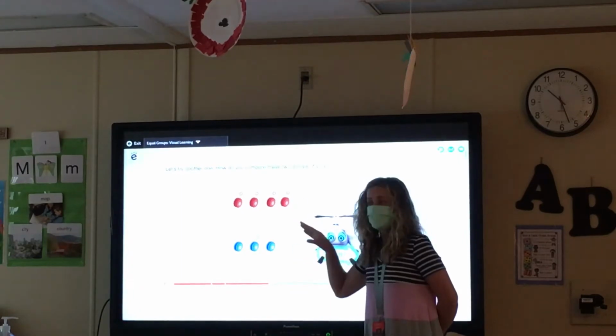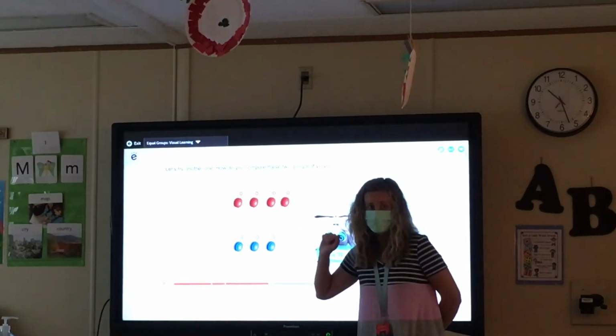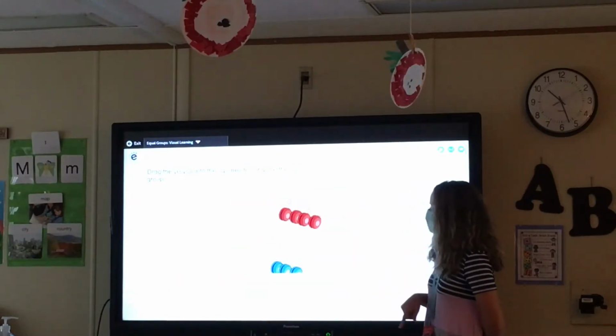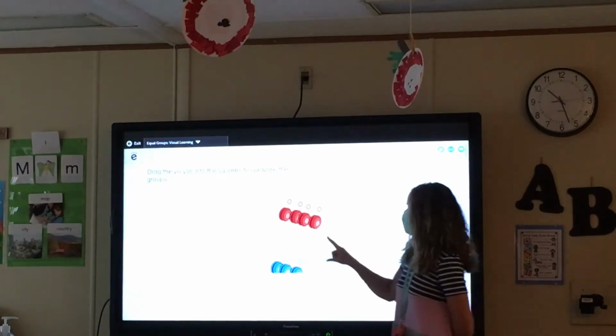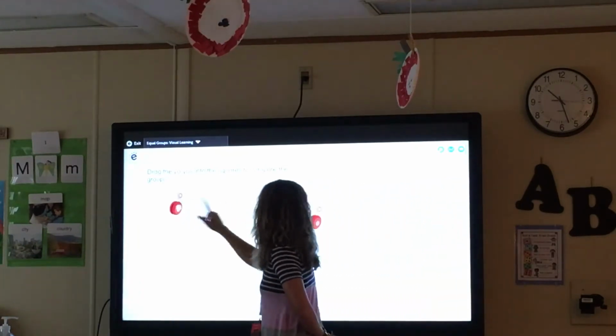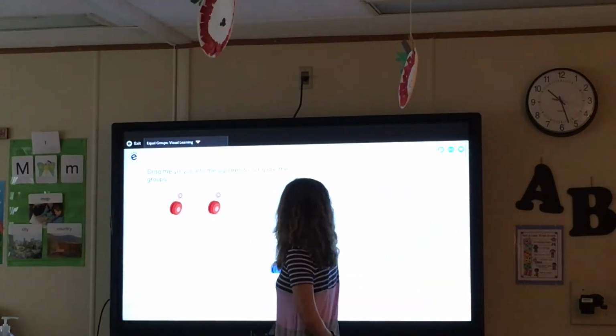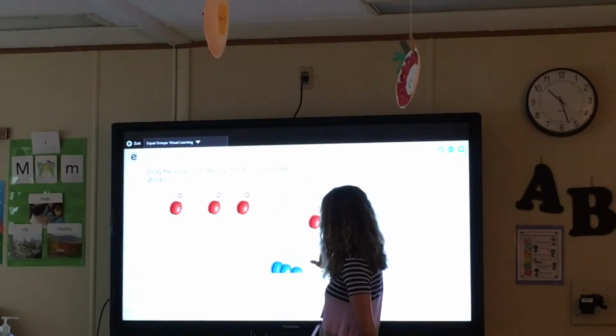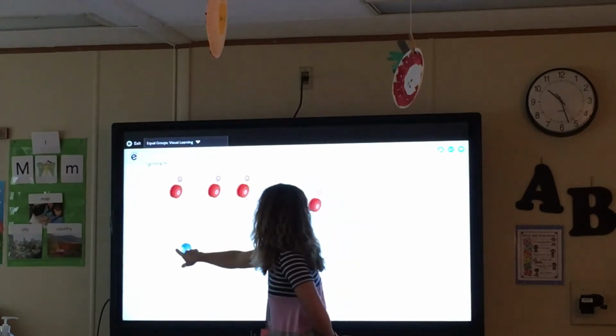I can already tell right away, they don't have the same amount, just from looking at them lined up. Okay, so let's do the little activity here. Drag the yo-yos into the squares to compare the groups. I'm going to put the red on top just like they did. Do I have any more boxes to put this one? I don't. Okay, well, let me put the blue in here.